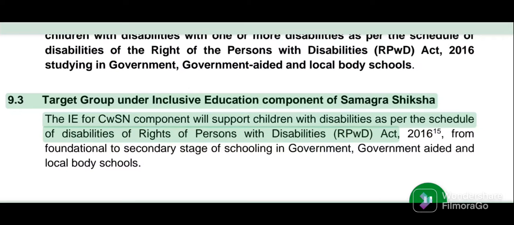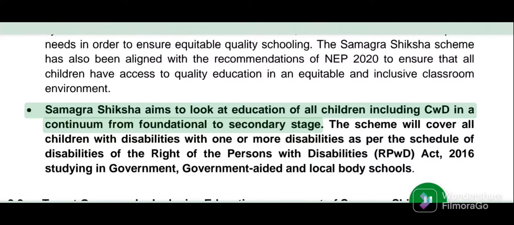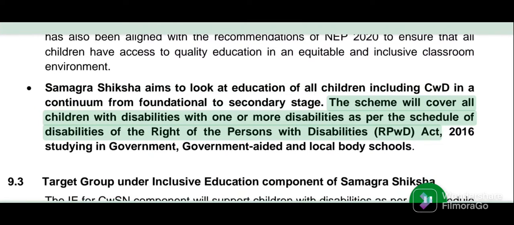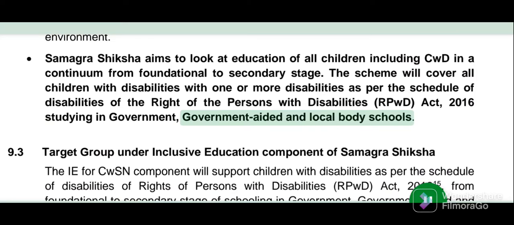9.3 Target Group. Under Inclusive Education component of Samagra Shiksha, the IE for CWSN component will support children with disabilities as per the scheme. Samagra Shiksha aims to look at education of all children including CWD in a continuum from foundational to secondary stage. The scheme will cover all children with disabilities with one or more disabilities as per the Schedule of Disabilities of the Right of the Persons with Disabilities RPWD Act, 2016 studying in government, government-aided and local body schools.